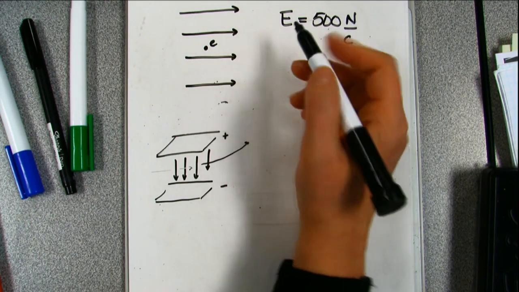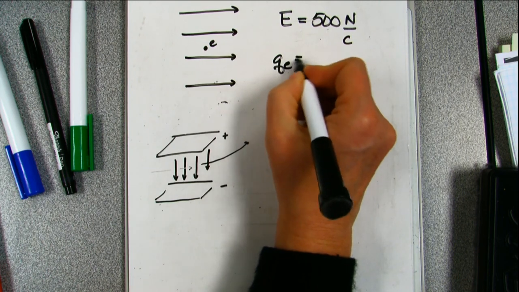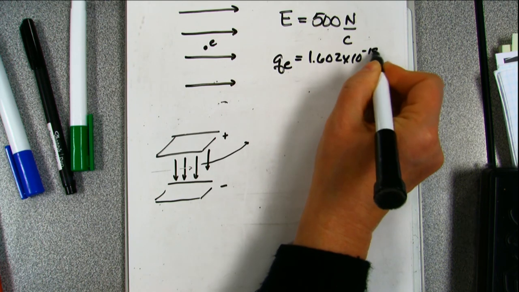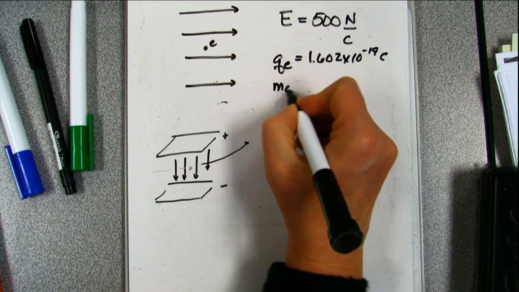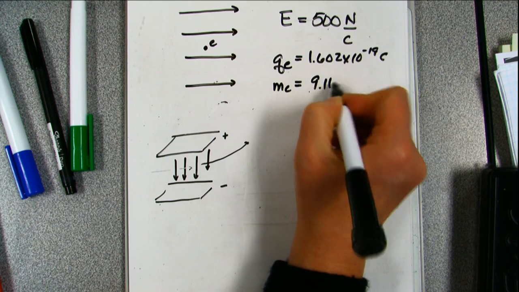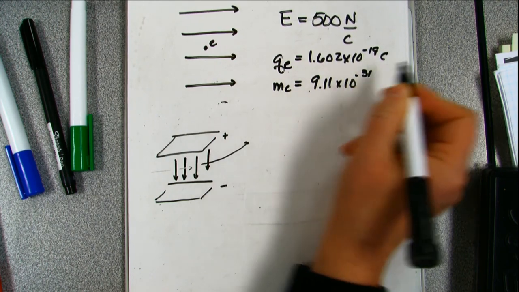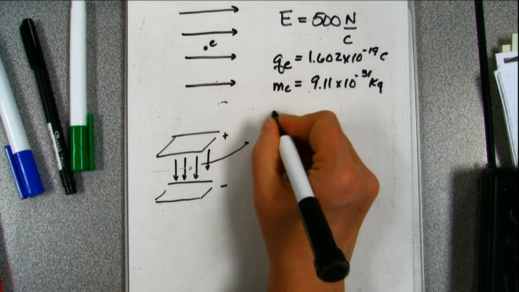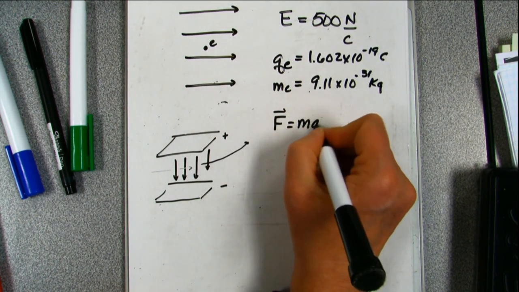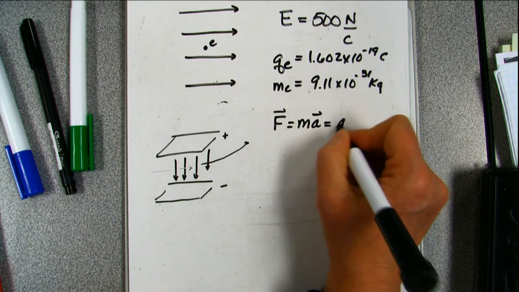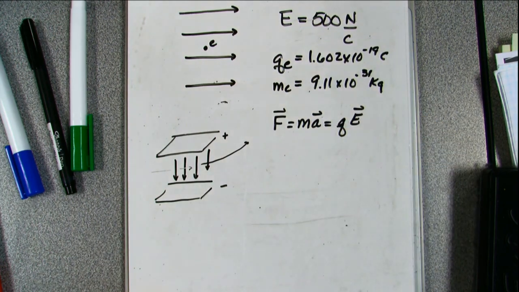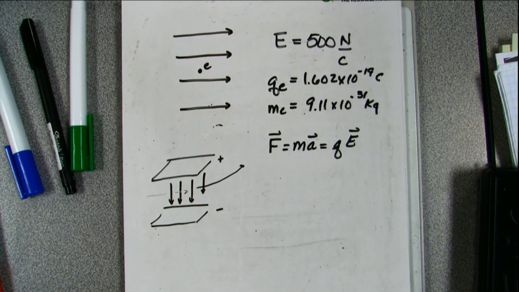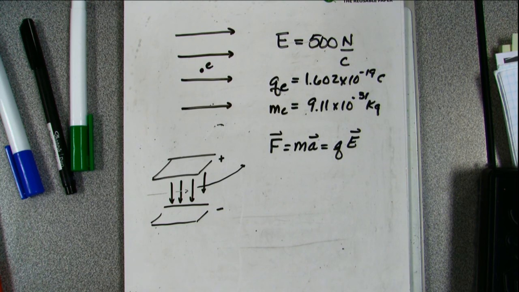But if we do this, remember that the charge on an electron is 1.602 times 10 to the minus 19 coulombs, and the mass of an electron is 9.11 times 10 to the minus 31 kilograms. And we can rewrite that force is equal to mass times acceleration, which is equal to the charge times the electric field.